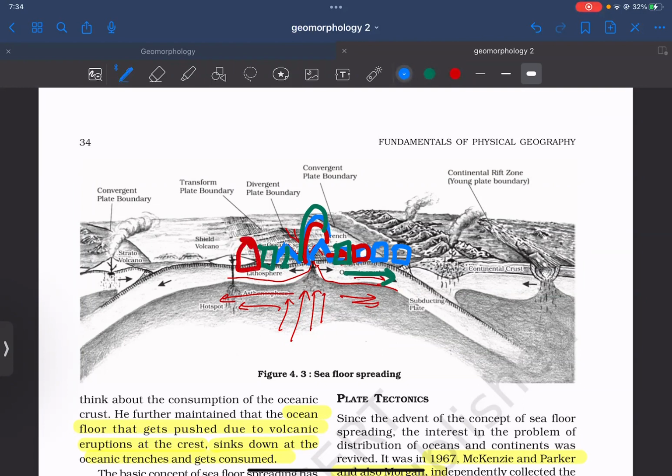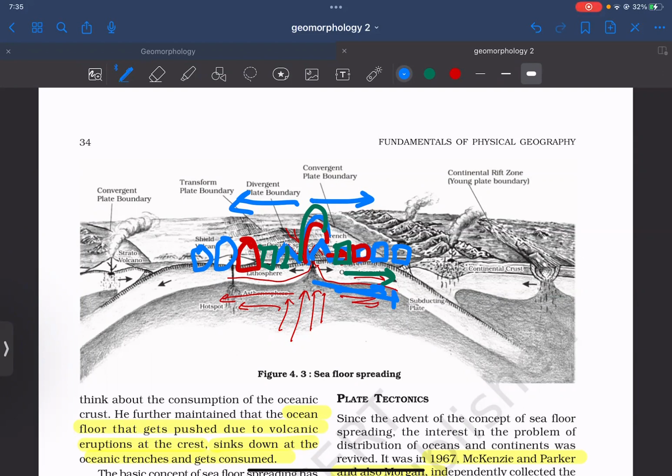So because of this reason, rocks at equidistance from mid-oceanic ridges have the same properties. And the age of the rocks increases as we move away from the mid-oceanic ridges. Why? Because older rocks are pushed away from the mid-oceanic ridges by the new volcanic eruption.